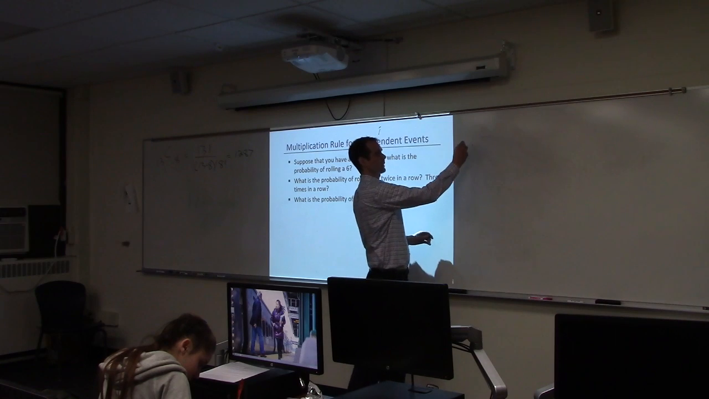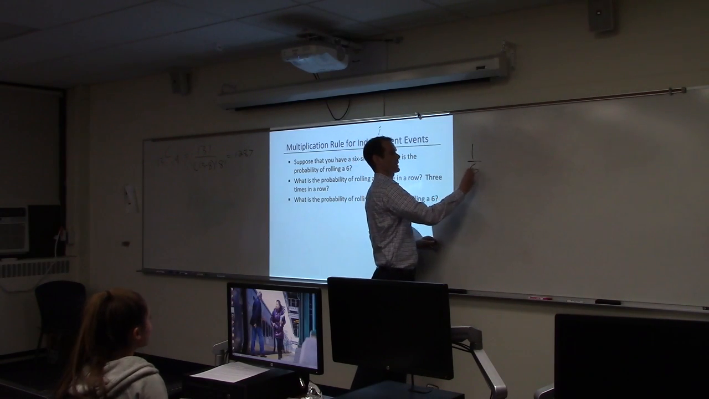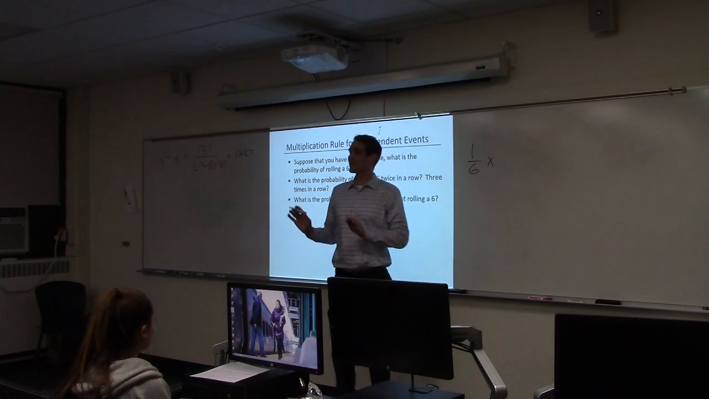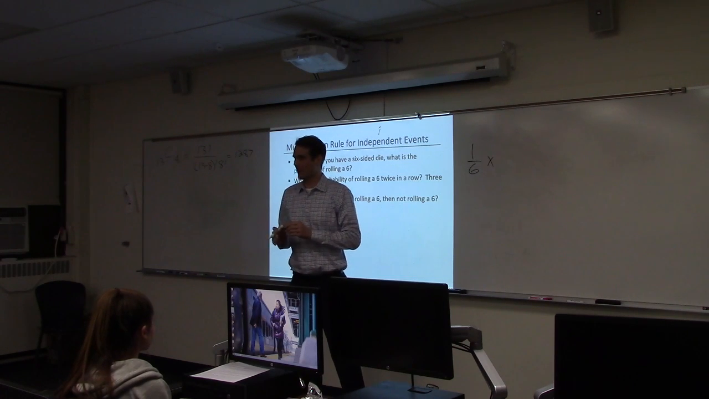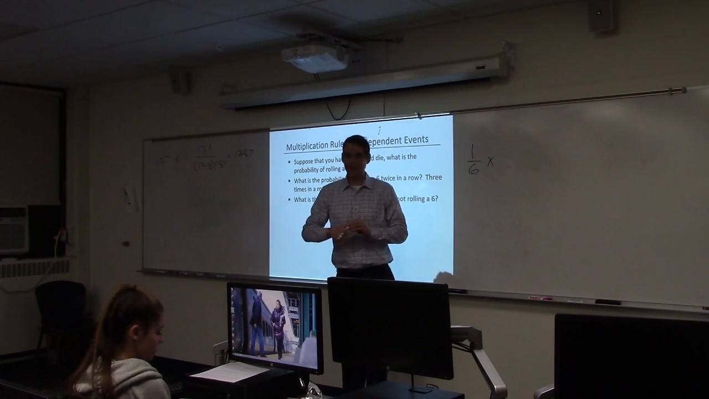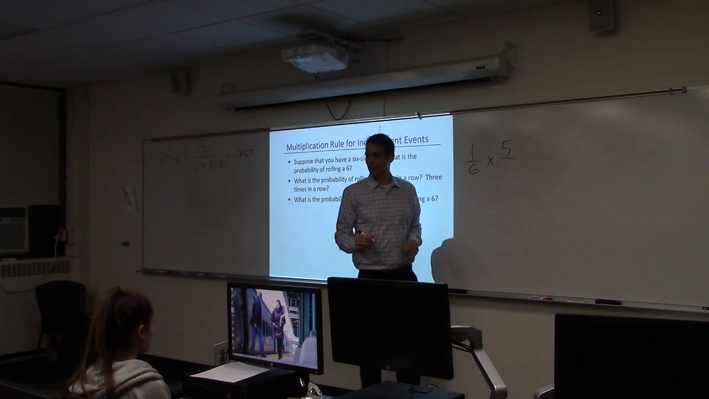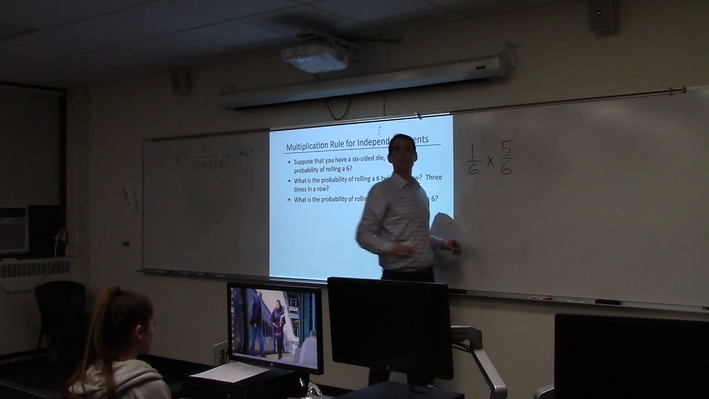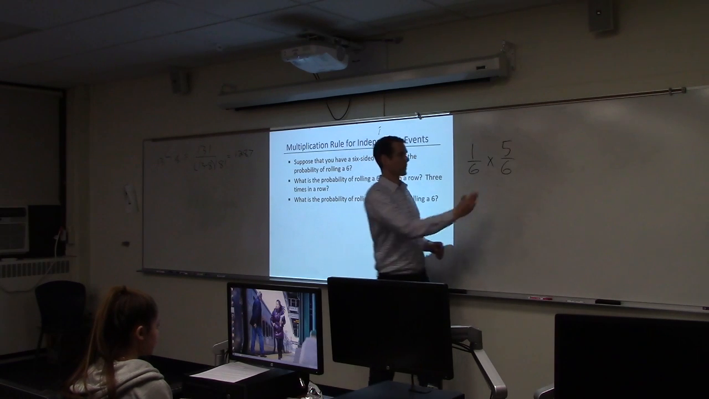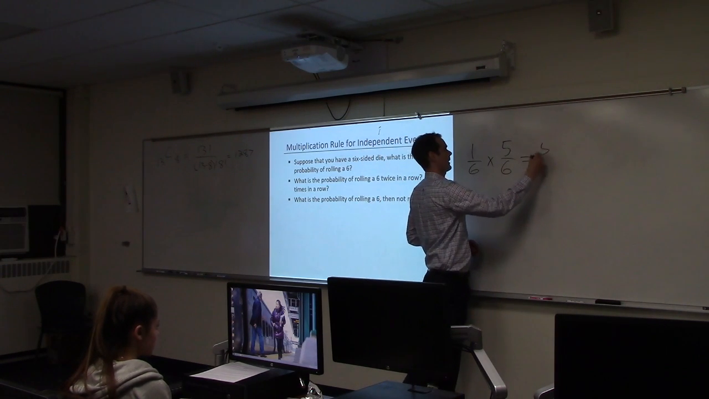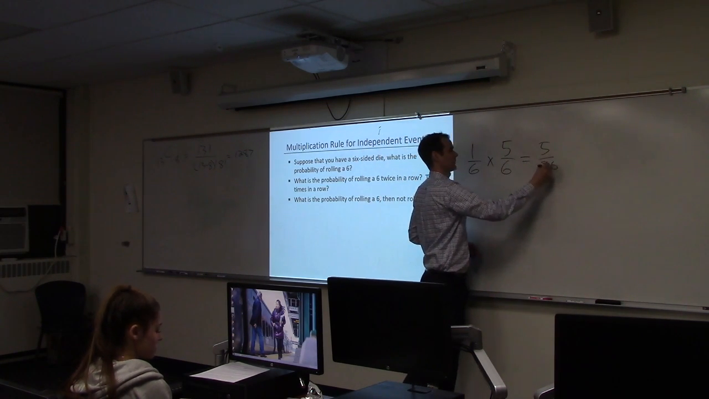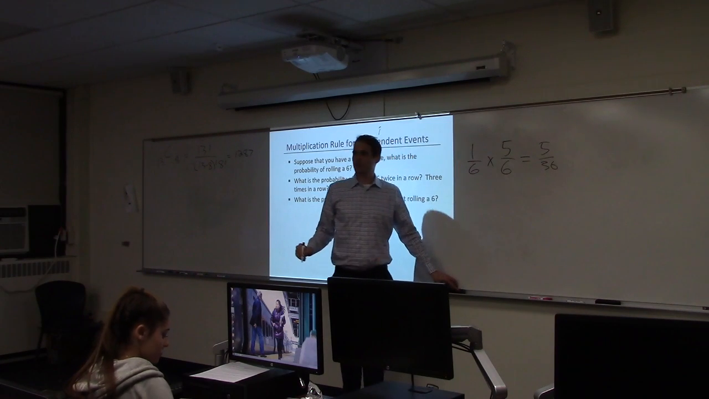So the probability of rolling a 6 the first time is 1 over 6, and the probability of not rolling a 6 the second time, there are 5 ways that that could happen. 1, 2, 3, 4, and 5, and there are 6 possible total outcomes. The probability is going to be 5 over 36. That was about 13.8%.